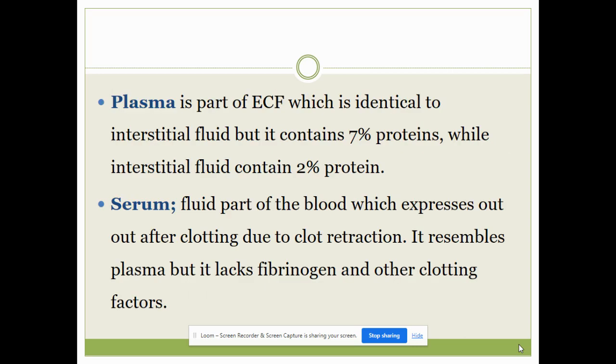Now, plasma. Plasma is the part of extracellular fluid which is identical to the interstitial fluid, but it contains 7% proteins while interstitial fluid contains 2% proteins.